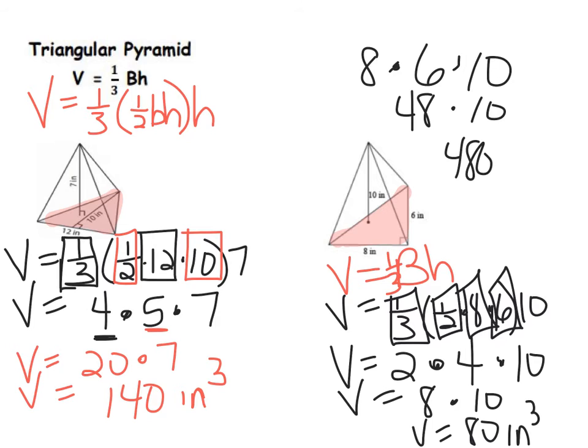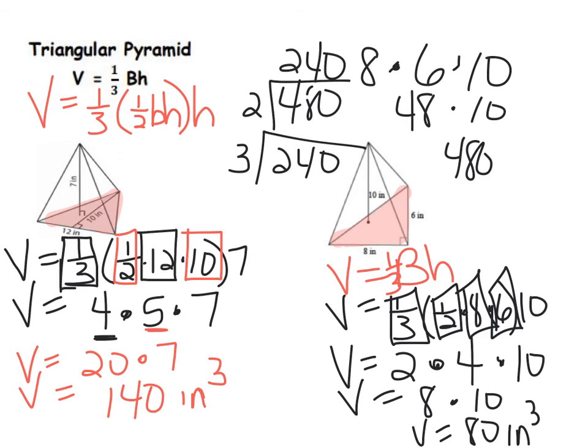So 480, if I divide it by 2, it's going to be 240. And 240, if I divide it by 3, is going to be 80. And isn't that the same thing we got down here? So you could do it at the beginning, or you could do it at the end. It's up to you. As long as you could see it, it's something you need to remember. And it's only for triangular pyramids that you have to divide by 2 and then divide by 3.